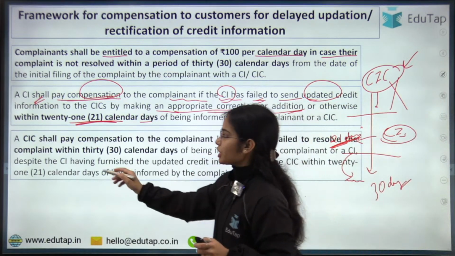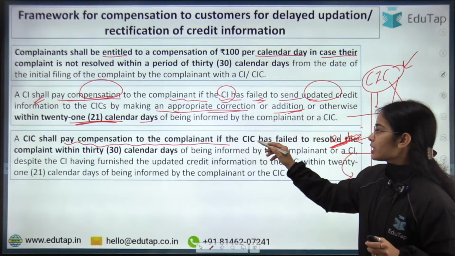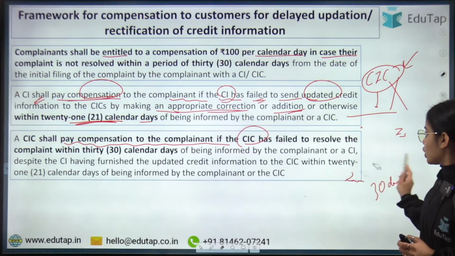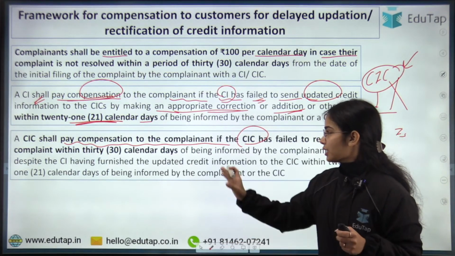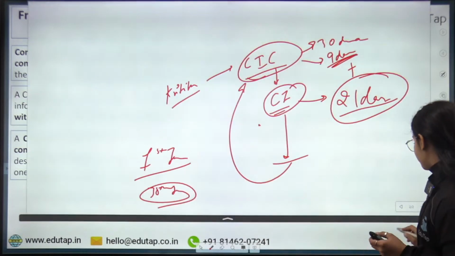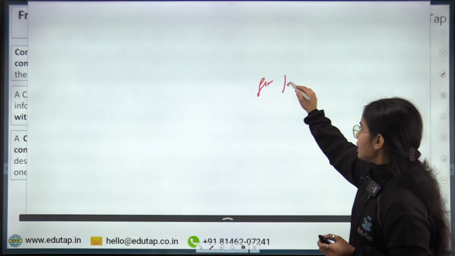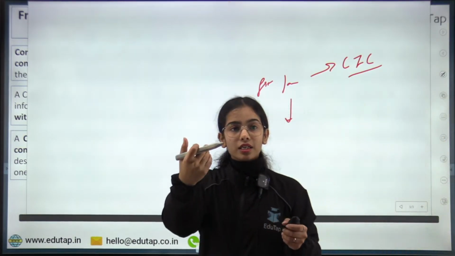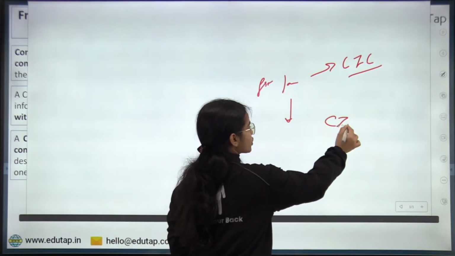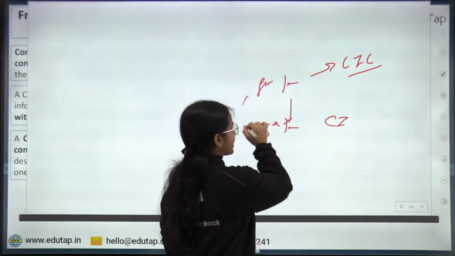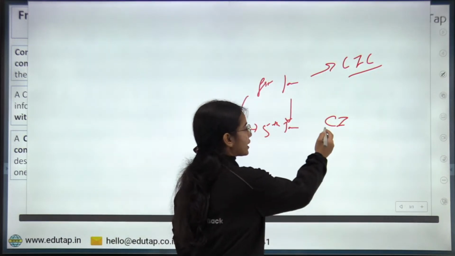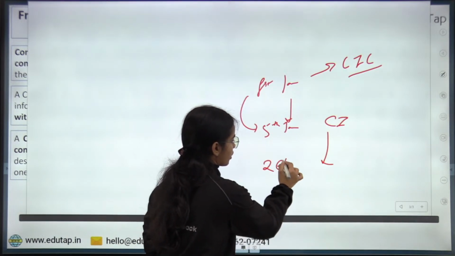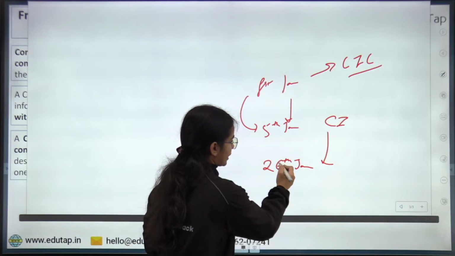Now, the credit information company shall pay the compensation to the complainant if the credit information company has failed to resolve the complaint within 30 days. So, within 21 days, let's take an example that on 1st January, the complaint was received by the credit information company. Now, the credit information company has sent the complaint to the credit institution on 5th of January. So, already 5 days are gone. Now, the credit institution within 21 days, that is by let's say 26th of January or 25th of January.